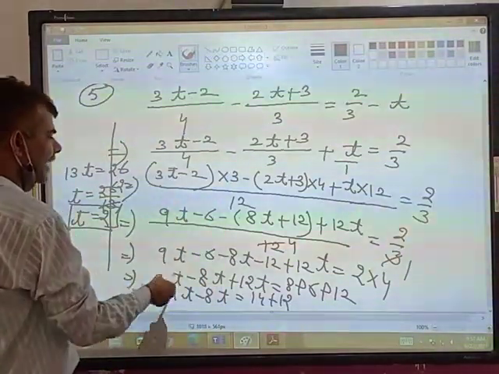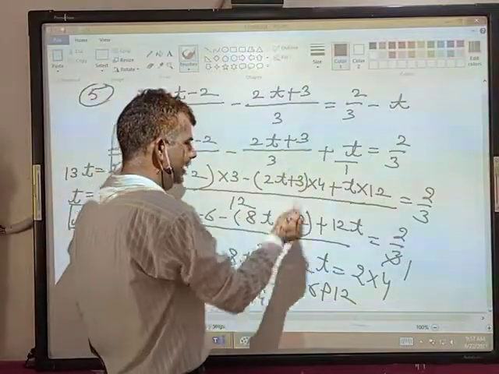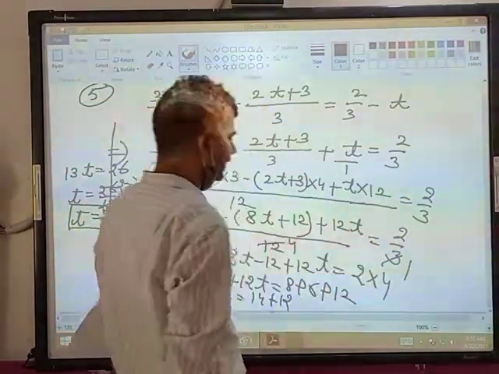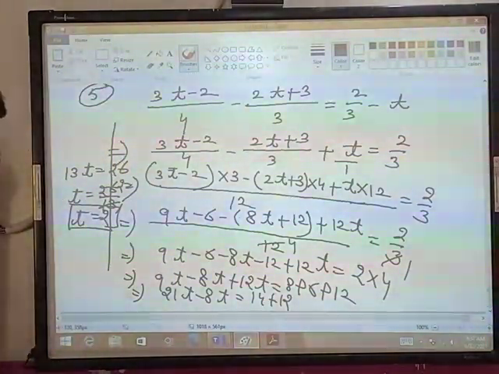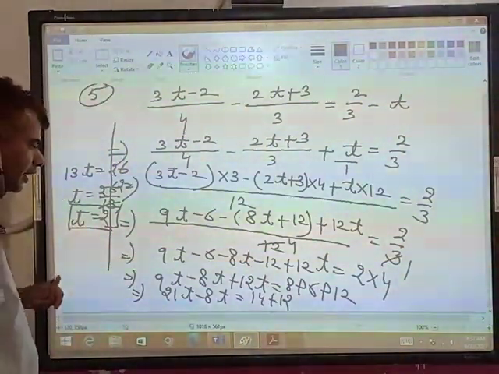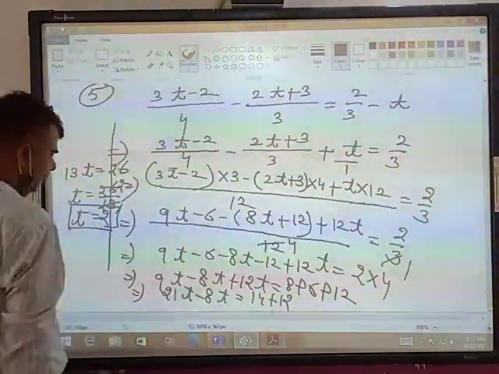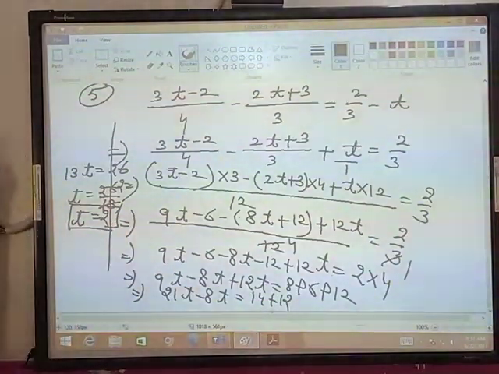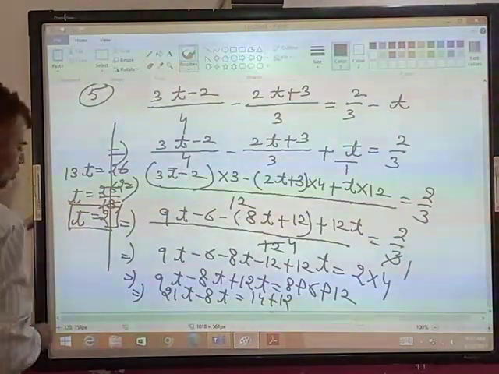3 × 9, 3 × 6. Student, we will multiply it. That becomes 4t + 12, and it becomes 20. We will solve it and find out the value of t. Student, value of t will be 2. 13t is equal to 26, t is equal to 26/13, and t is equal to 2.